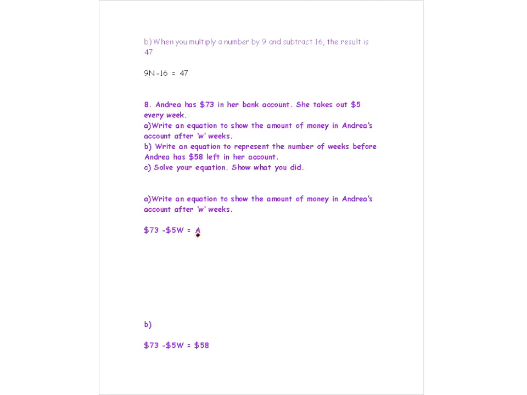Let's look at part B. Part B says write an equation to represent the number of weeks before she has $58 left in her account. So what is that 58? How does that relate to the equation? Well, it's not the number of weeks, W. 58 is the amount that she has when she takes 73 and subtracts 5 times a certain number of weeks. So instead of having A, we're going to write 58. That's all we do, we switch where we have A, we write 58, and the rest of the equation is the same. That's all we have to do for B.